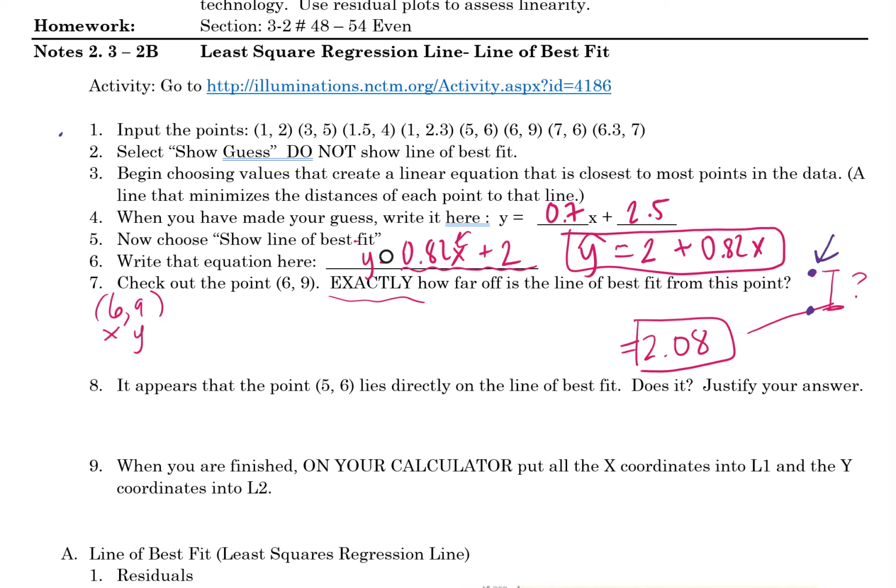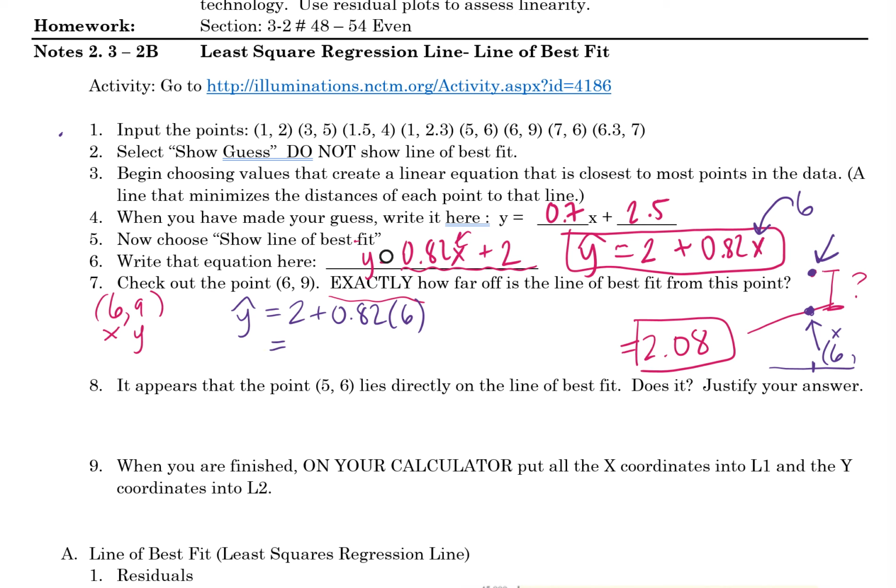That's actually the location of this point. I want to know, hey, if that point was on the line, where would it be? And so what I'm going to do here is I know that the x coordinate is 6 because I'm looking at the point 6,9. And so I'm actually going to plug in 6 for x to this equation, and that should give me where exactly on the line this point is located. So I'm going to do y hat equals 2 plus 0.82 times 6.